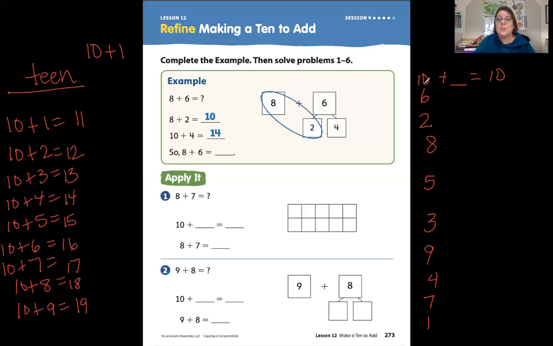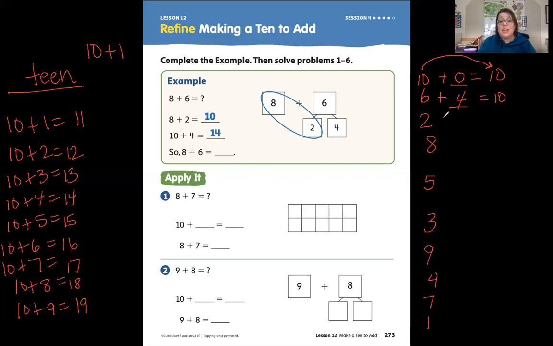So what plus 10 equals 10? If I have 10 and I need to get to 10, 0. 10 plus 0 equals 10. 6 plus what is going to equal 10? If I have 6 and I need to get to 10, how many am I adding? 4. 6 and 4 make 10.